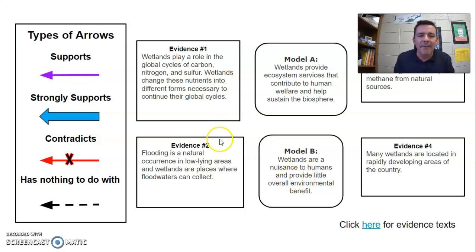Then they look at the evidence, and there are various kinds of evidence that they have to point to the model. Does it support the model? Is this something that would strongly support the model, contradict it, and so on? For instance, evidence number 2 is really interesting: flooding is a natural occurrence in low-lying areas, and wetlands are places where floodwaters can collect. How does that relate to Model A? How does that relate to Model B? Every kid hopefully will have something a little bit different, so when I get them back into a group, they can argue their positions a little bit. That's the whole point behind this.